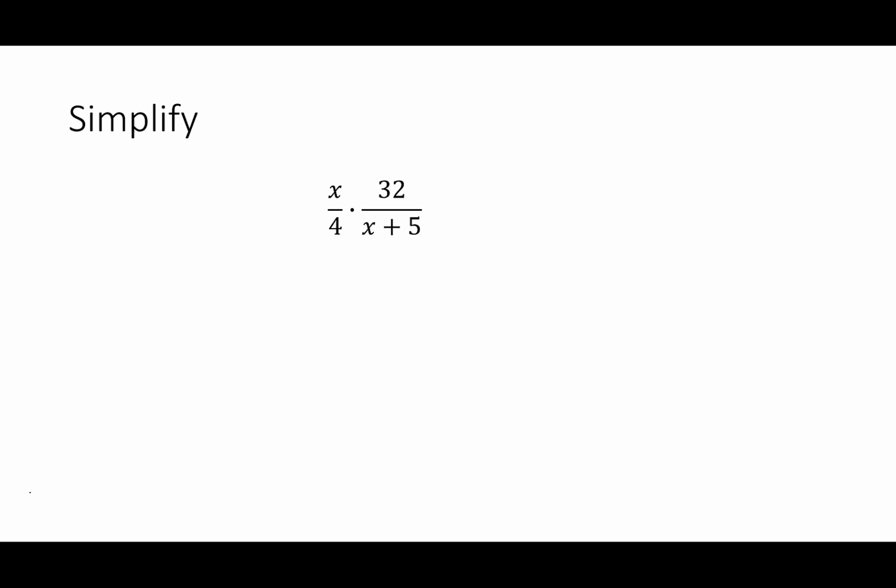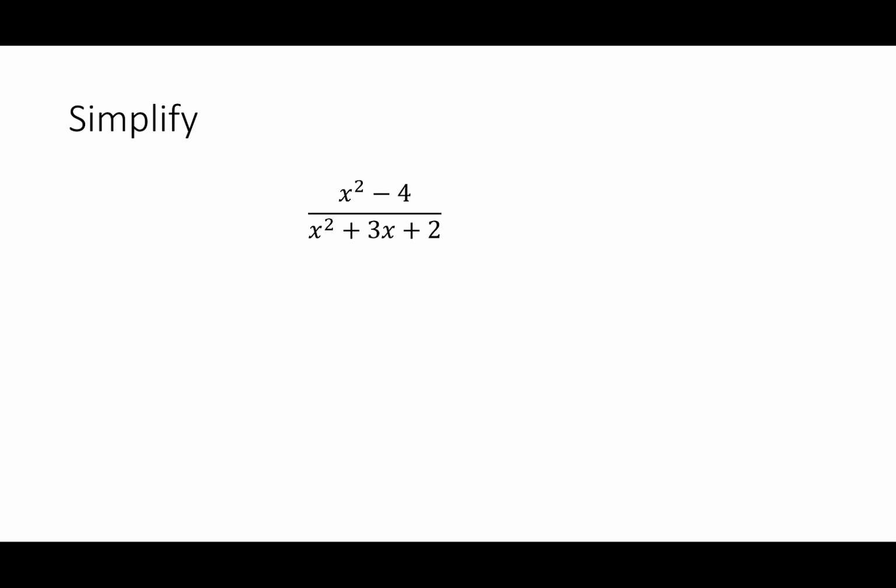In this next one, I have x over 4 times 32 over x plus 5. I want to remind you, when you multiply fractions, you multiply the numerators, so I would have AC. I multiply the denominators, I would have BD. What you want to do, though, is see if you can cancel anything first. So the x and the x plus 5, they don't really have anything in common. But 4 and 32 are both multiples of 4. So I'm going to say 4 goes into 32 8 times. That leaves me with 8x in the numerator, x plus 5 in the denominator.